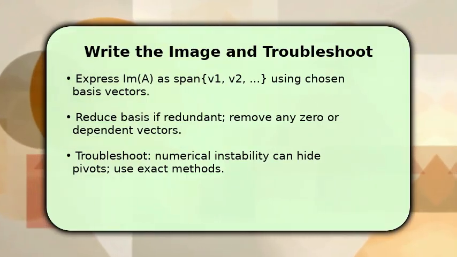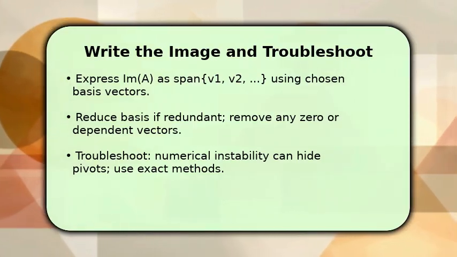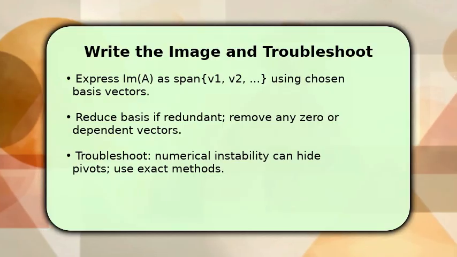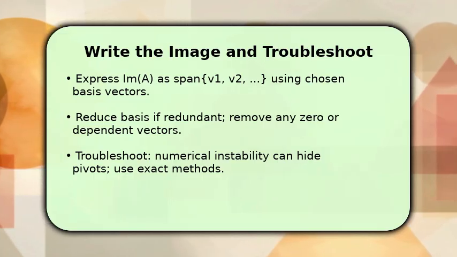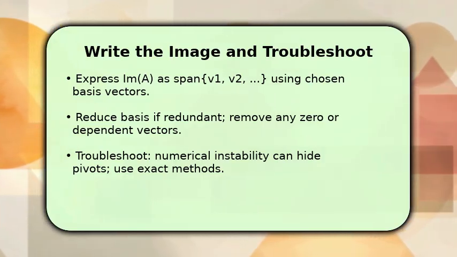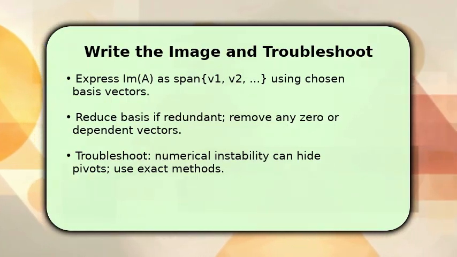Once done, check for redundancy. If any basis vector is a linear combination of earlier ones, remove it to get a minimal basis. If something goes wrong, suspect numerical instability, small round-off can mask pivots. Make sure to recompute with exact fractions or higher precision.